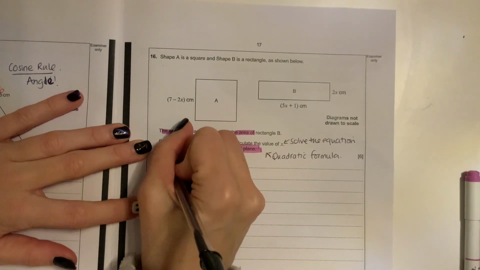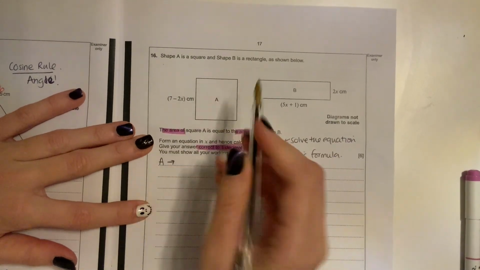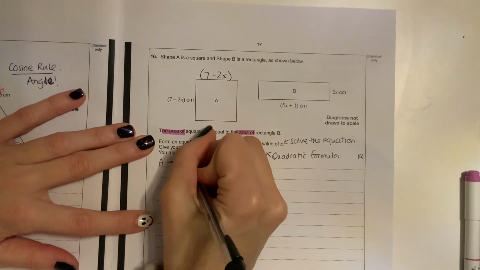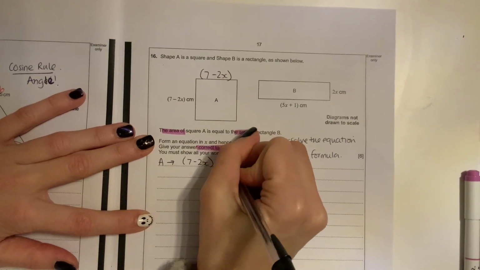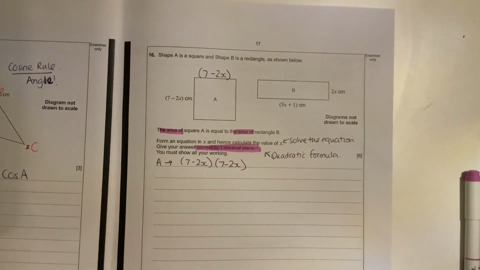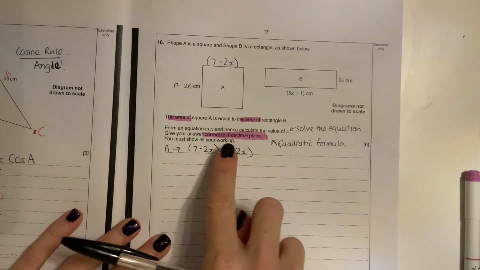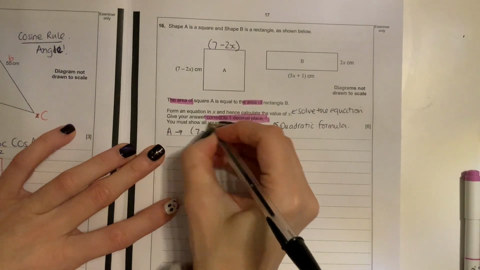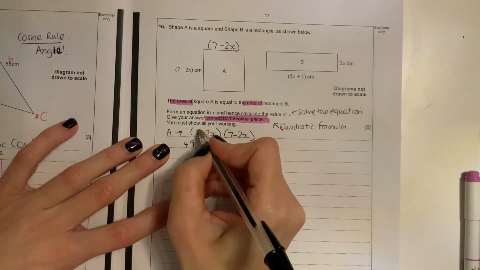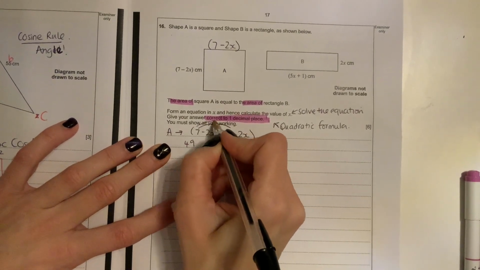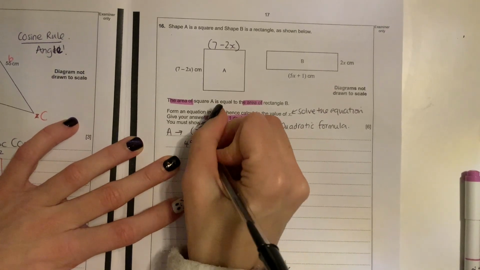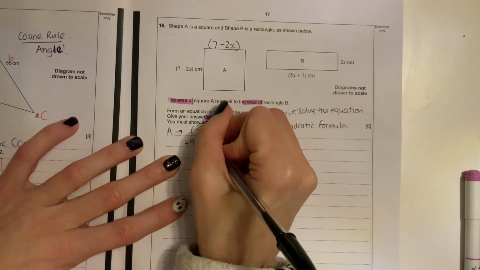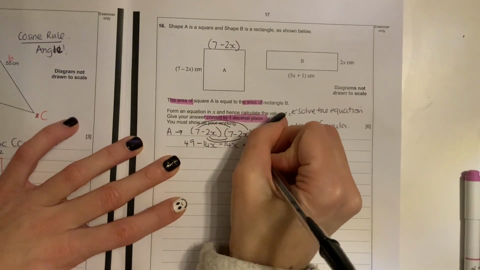So we've got shape A. It's a square, so that means the lengths are the same. So this is 7 take away 2x as well. So I've got 7 take away 2x times 7 take away 2x. This is expanding a double bracket. It's not a case of doing 7 times 7 and 2x times 2x. That's not the case. So we've got 7 times 7, which is 49. I also have to multiply 7 by -2, which is -14x. Same here, -14x. And then my last multiplication becomes plus 4x squared.